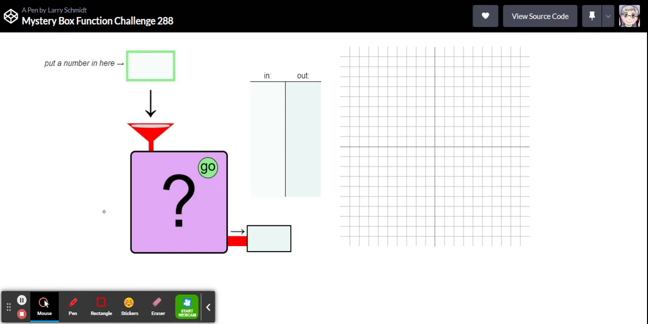In the purple mystery box there is some math and your challenge is to figure out what it is. If you'd like to try this on your own, there's a link in the description that you can use, and when you've got an idea, come on back and see if we get the same thing.